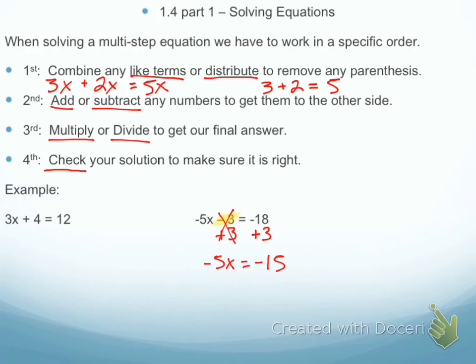Again, I didn't combine any like terms or distribute because I didn't have parentheses to distribute, and I didn't have like terms to combine. Next thing I'm going to do is divide both sides by negative 5, and so I get x is equal to a positive 3.